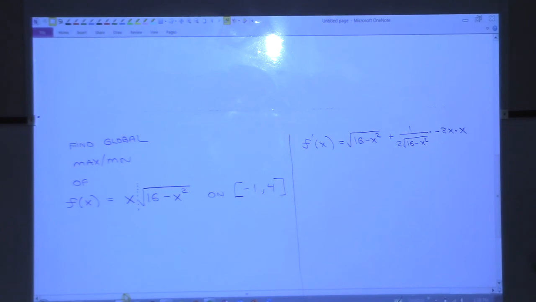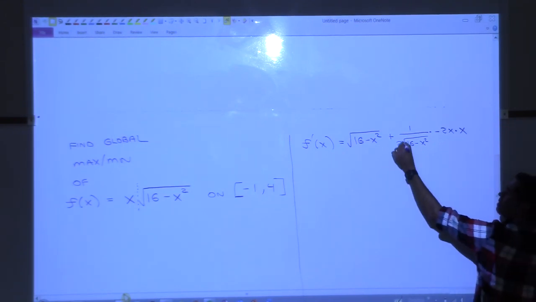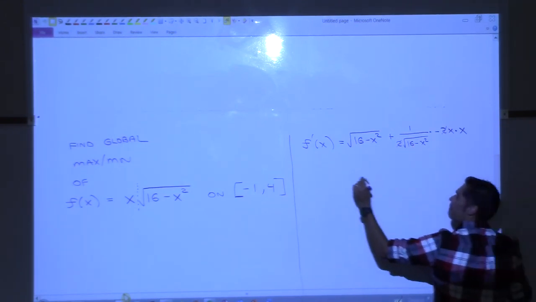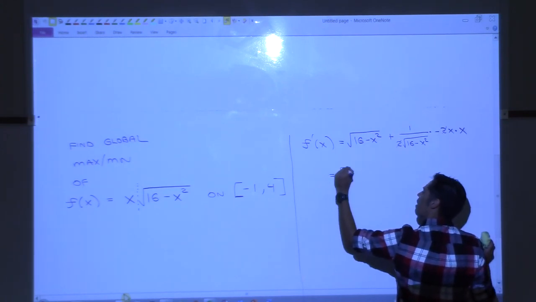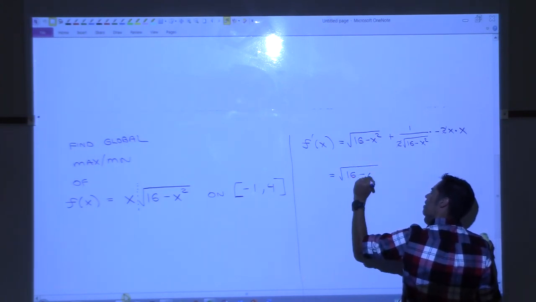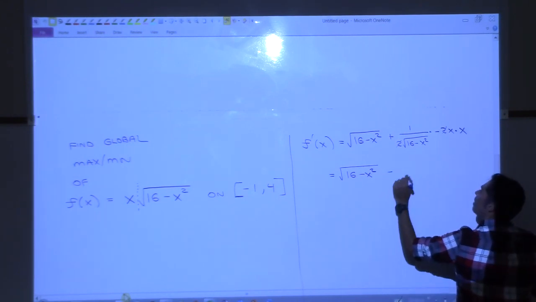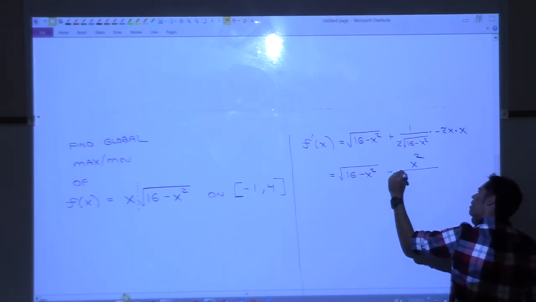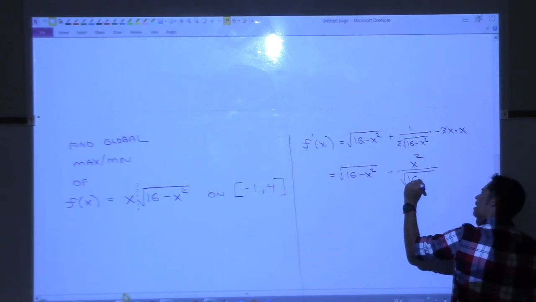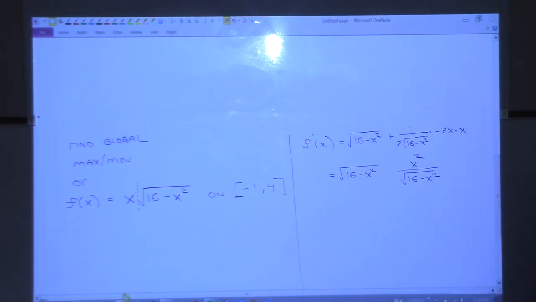Okay, let's clean it up a little bit. We can clean this up. These 2's will cancel out. And so I get something like this. Square root of 16 minus x squared minus x squared over the square root of 16 minus x squared. And that's my derivative. Agreed? Plus became minus because of that minus x times x squared, put it on top, there we go. That's a pretty clean looking derivative. Would you agree? Now I need to set it equal to 0.